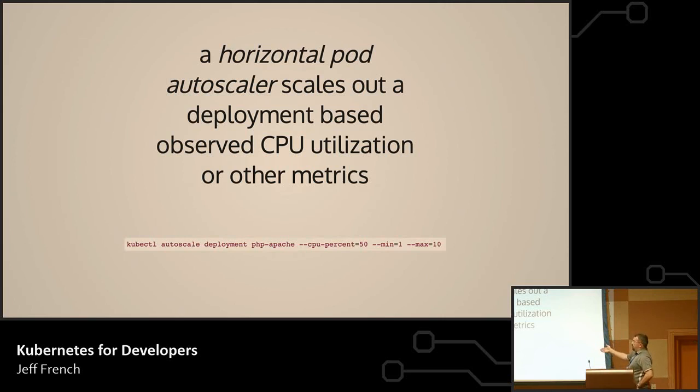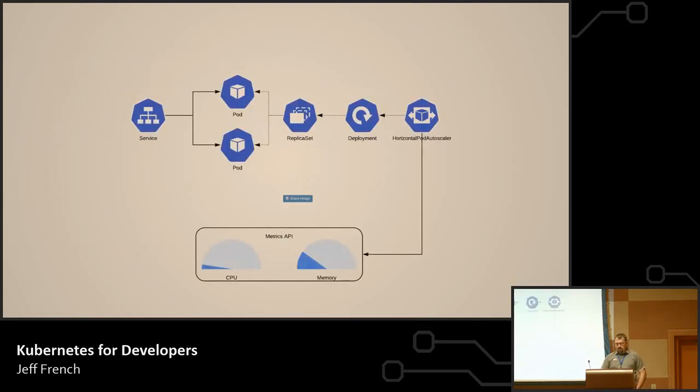So this is one way to create an autoscaler from the command line. You say, hey, autoscale this deployment, here's the deployment name, here's the target CPU percentage, and here's the min and max I want you to run. Here's kind of an illustrated example of it, all right?